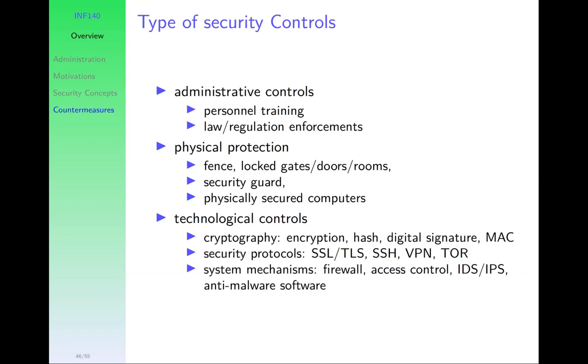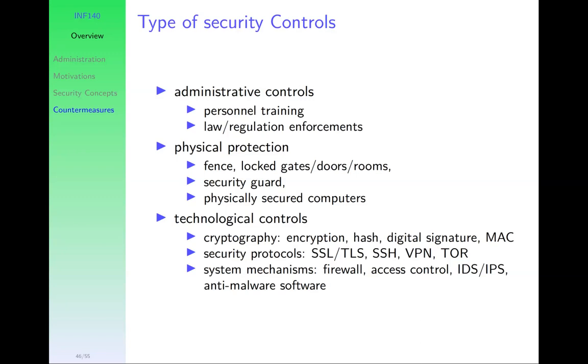We can also divide security controls into different categories. And the first category is administrative controls. It's more about the management of a system or of an organization. And it includes some personnel training in cybersecurity, increasing the security awareness among employees. And when some security policy is made within an organization, then the administration can enforce these policies into action.